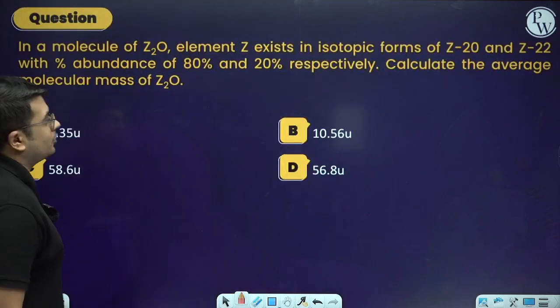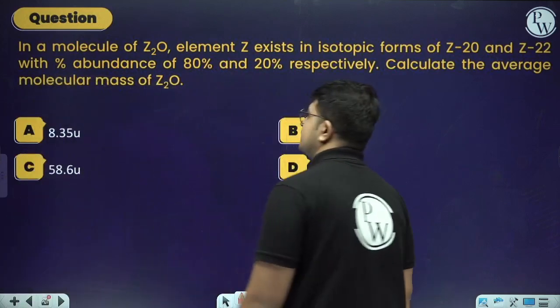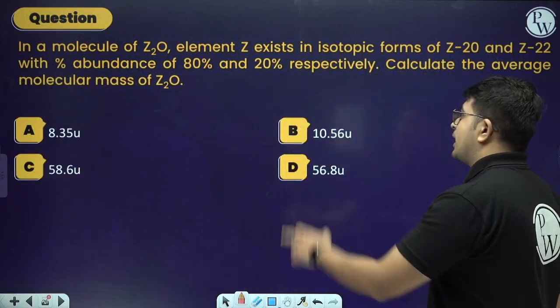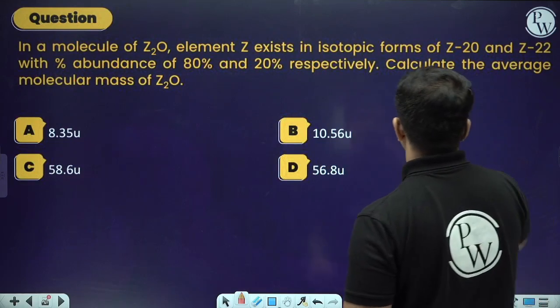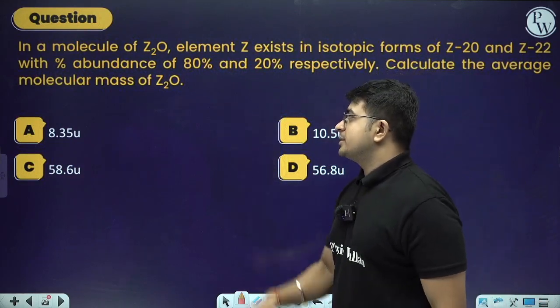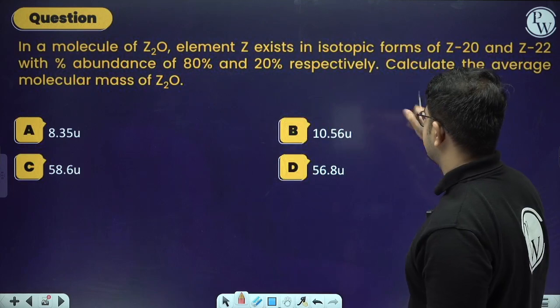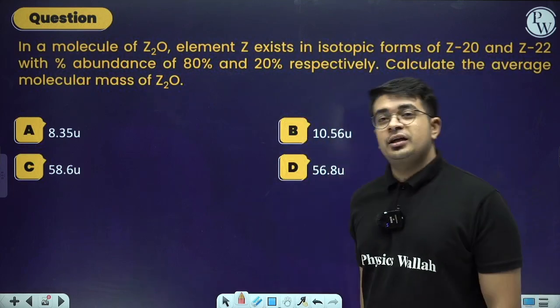So let's talk about question one. The first question is: in a molecule of Z2O, element Z exists in the isotopic form of Z20 and Z22 with percentage abundance of 80% and 20% respectively. Calculate the average molecular mass of Z2O.